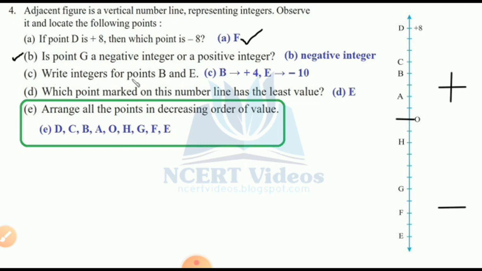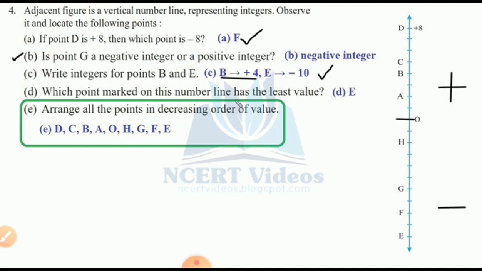Write integers for points B and E. Yes, count the number B from 0. It's a plus number, that's why 1, 2, 3, 4. Plus 4 is there. Is it? Correct. Regarding E, you can count it. We already counted up to F, -8, then -9 and -10.